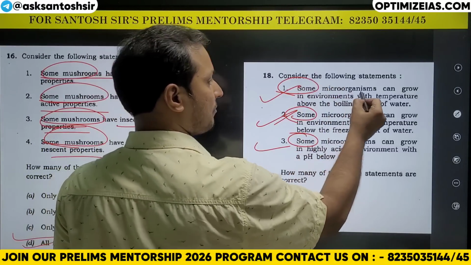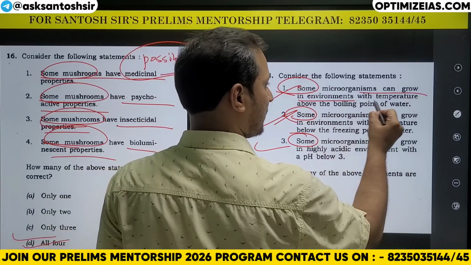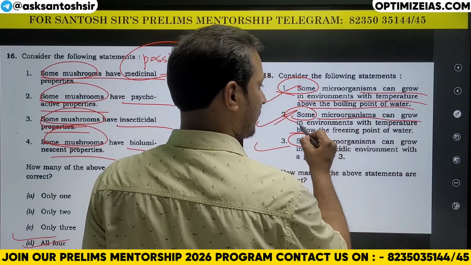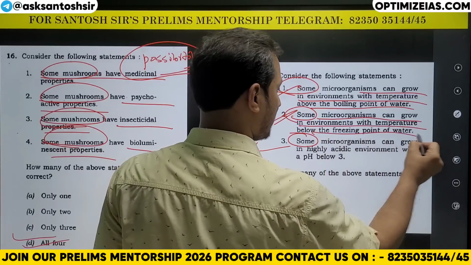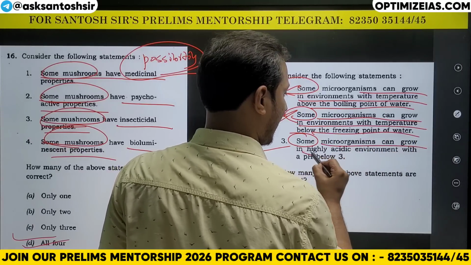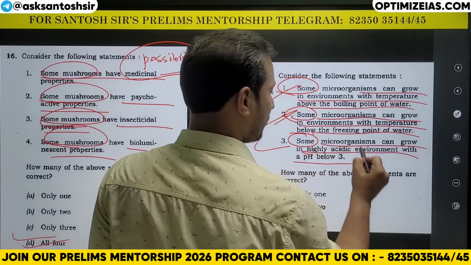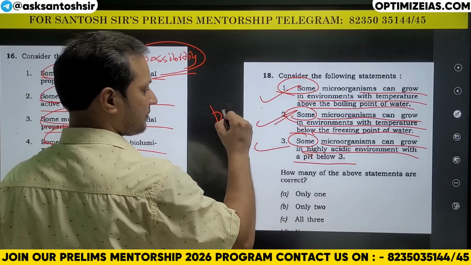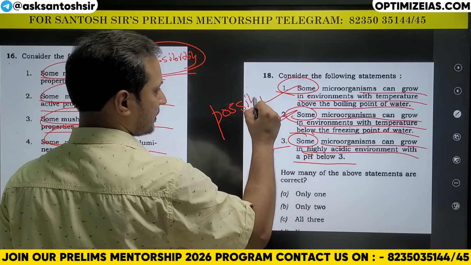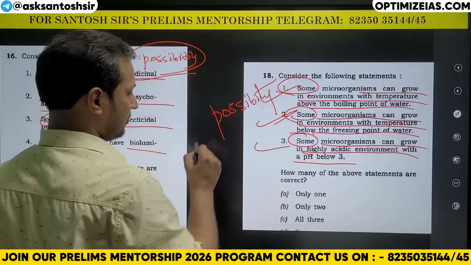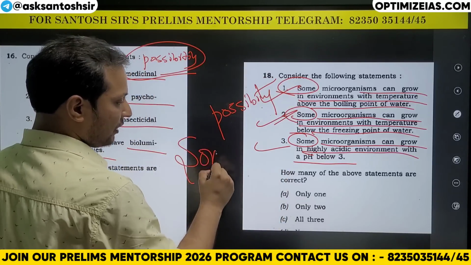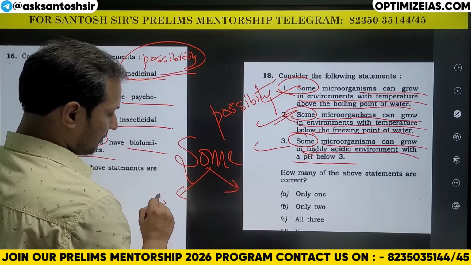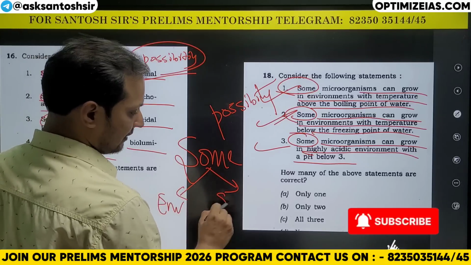Here you see, some microorganisms can grow in environment with temperature above the boiling water. Some microorganisms can grow in environment with temperature below freezing point. Some microorganisms can grow in highly acidic water with pH below 3. Some denotes what? Possibility. Generally, some will be used for 2 subjects. One is environment subject and one is science and tech subject.